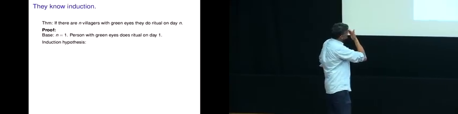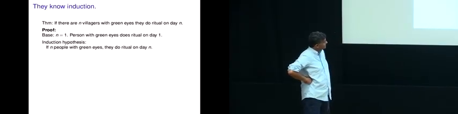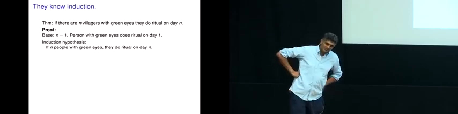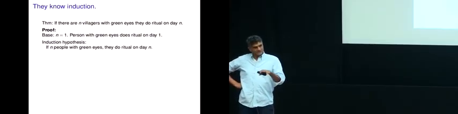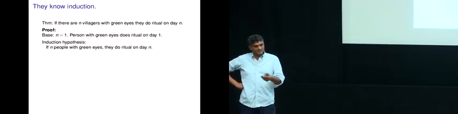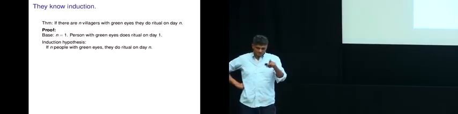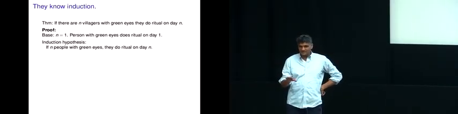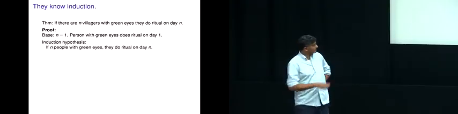Okay. So now the induction hypothesis is that if n people with green eyes, they do the ritual on day n. Okay, so do you see the step? So what happens is if they didn't do the ritual on day n, and I have green eyes, what do I see? If I see n people, let's say I see n people with green eyes, and they don't do the ritual on day n, what do I know? Right, because the theorem tells me they did.